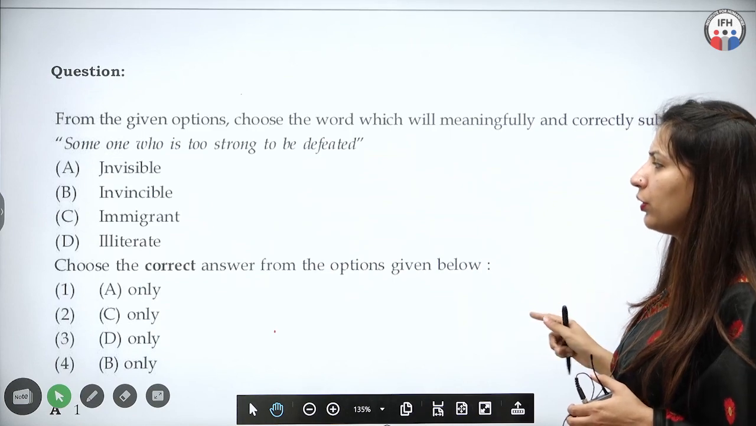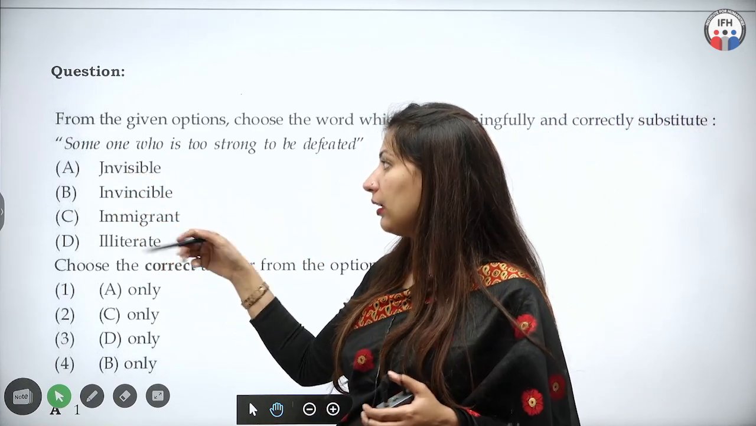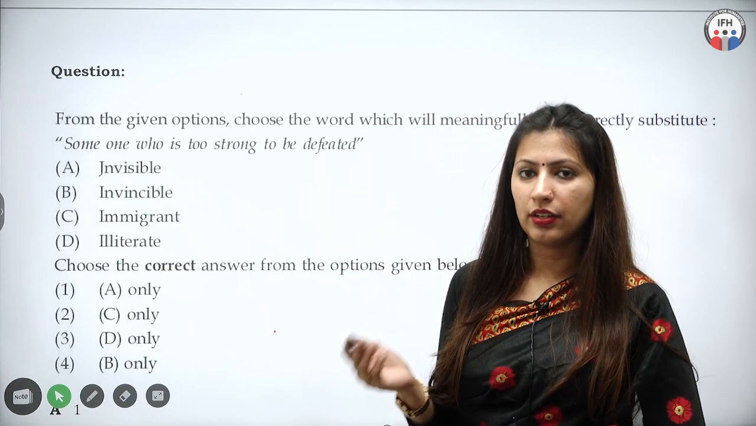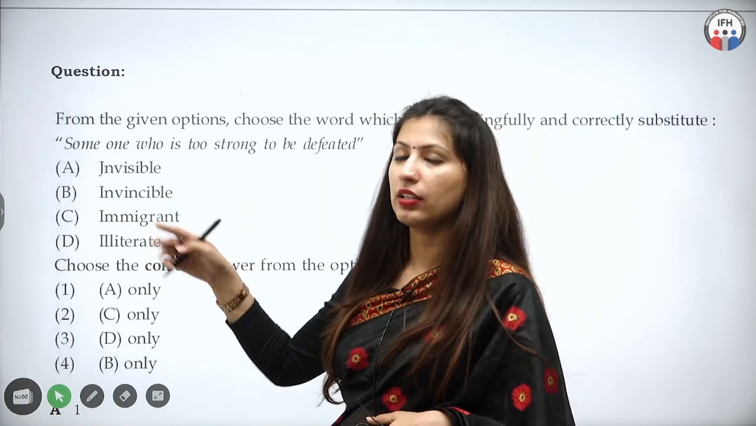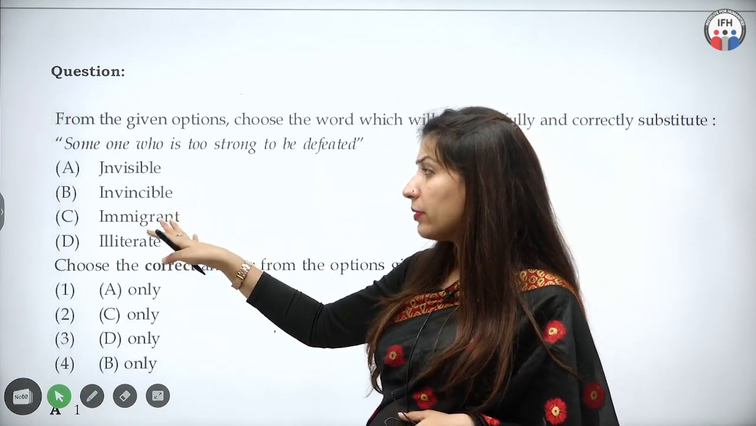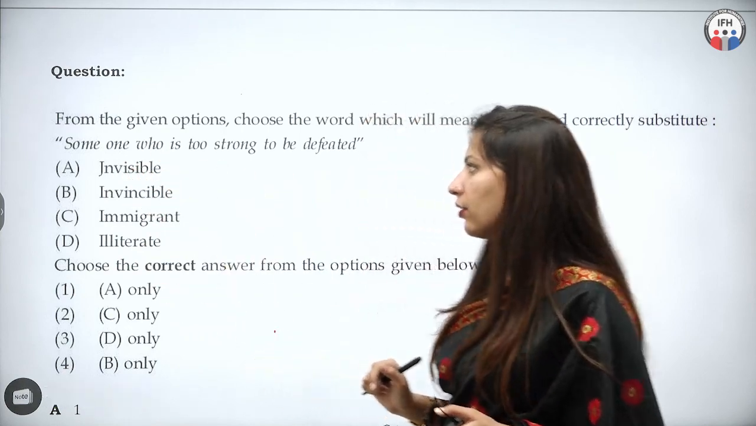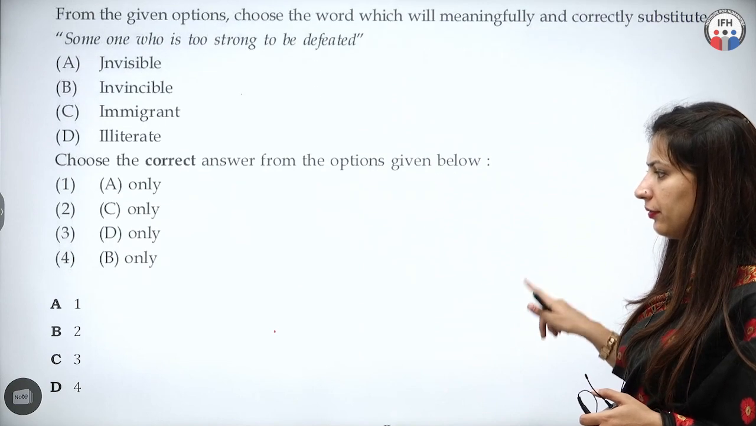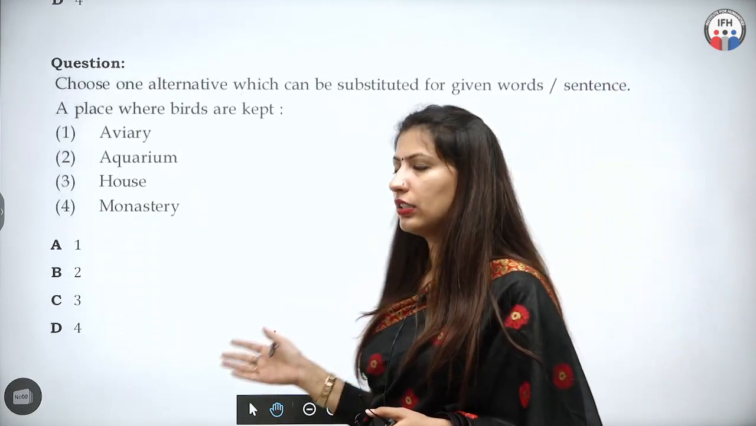See, someone who is too strong to be defeated. It cannot be invisible. It cannot be immigrant. It cannot be illiterate. Illiterate is a person who is not educated. Immigrant means a person who is from another country. Invisible cannot be the answer. So, invincible would be the answer. Right? So, otherwise also you can just go with the elimination method.